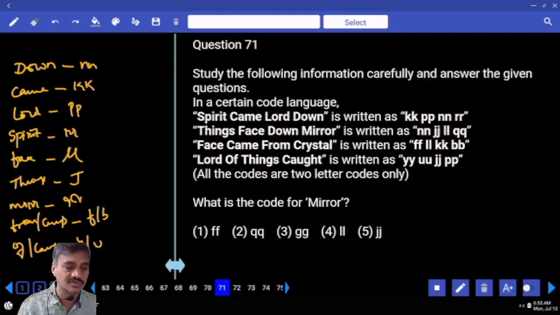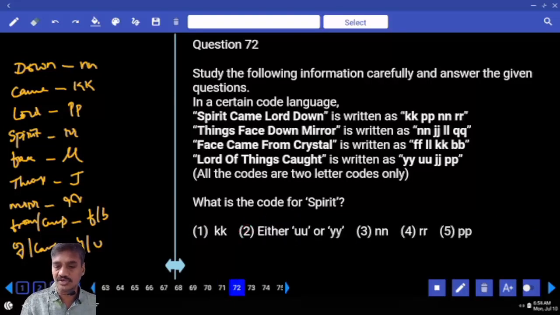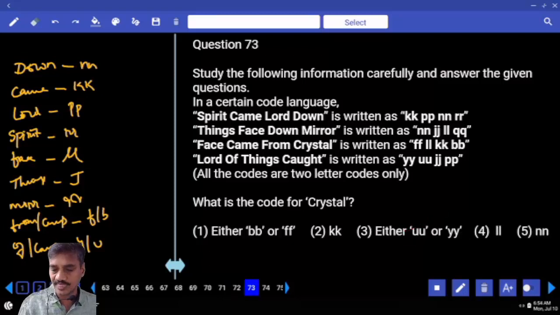And what is the code to the word mirror? The code to the word mirror is Q. And QQ, that is choice for question number 71. And 72, what is the code to the word spirit? RR, choice for 72. And what is the code to the word crystal? The code for the word crystal is, tell me what is the code here?